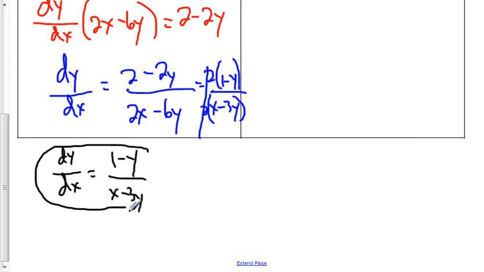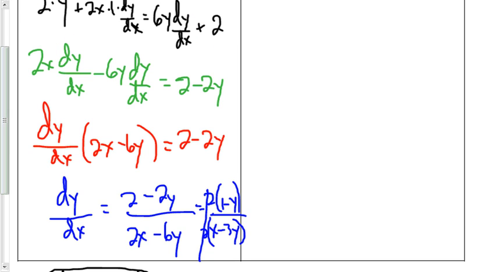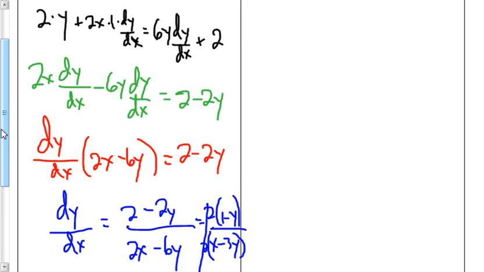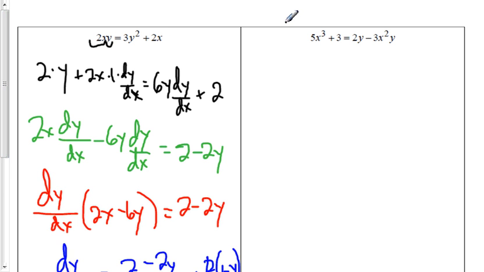Okay, and so if I know the point, if it's a point of tangency, then I can find what the slope of that tangent line is by substituting in those values for x and y. Okay, and that's the derivative of that implicit equation. Okay, let's do the last one here, and that'll be it for part 3.